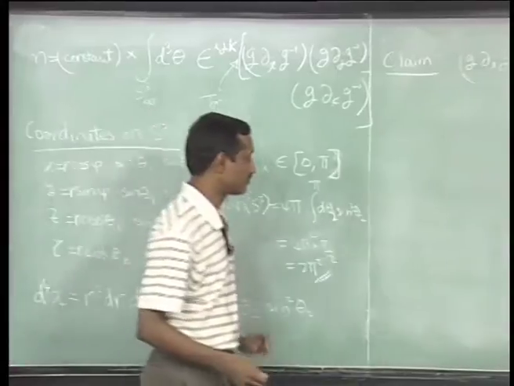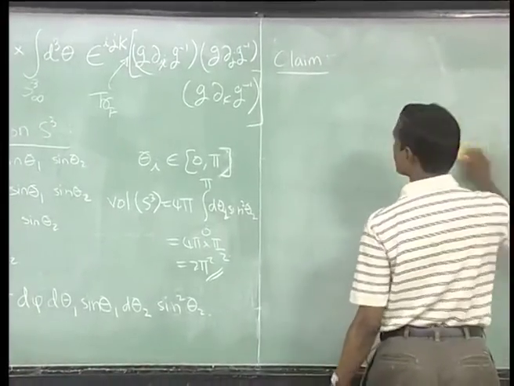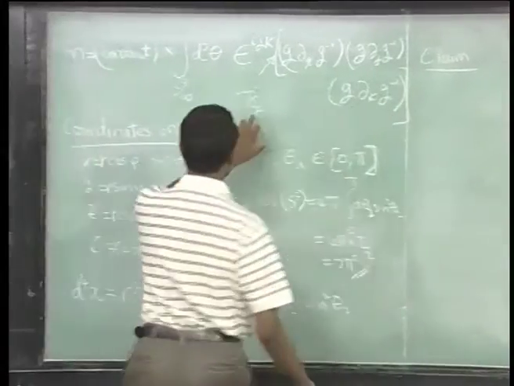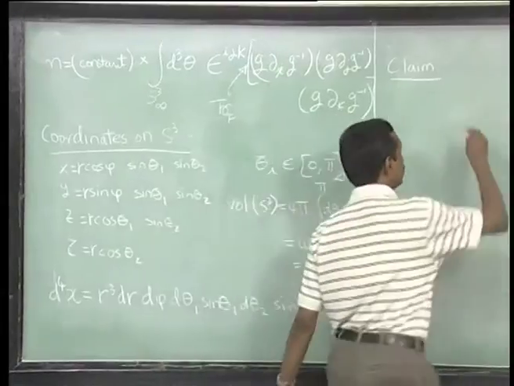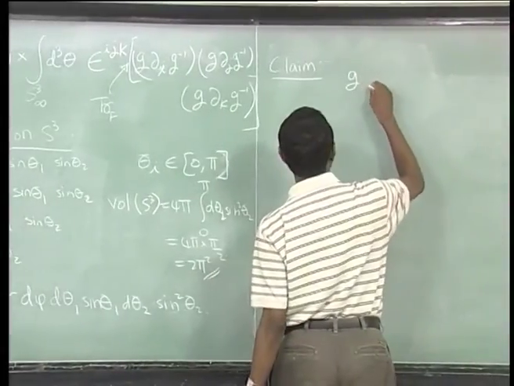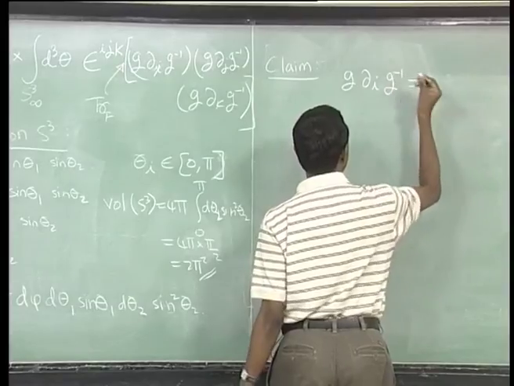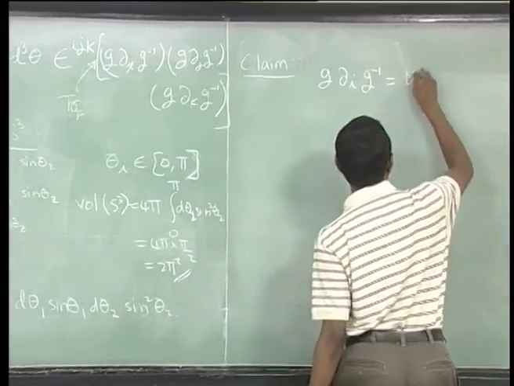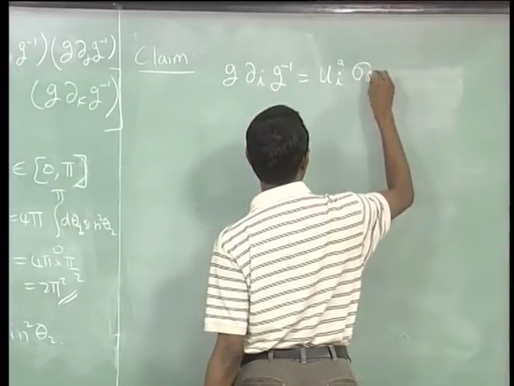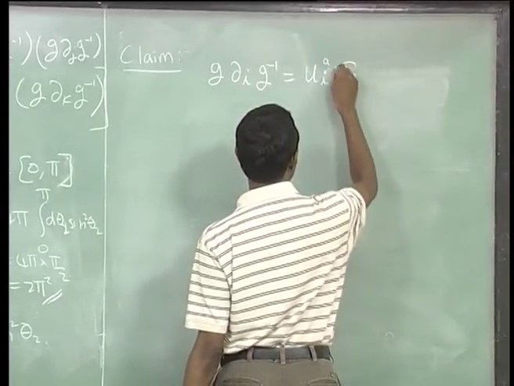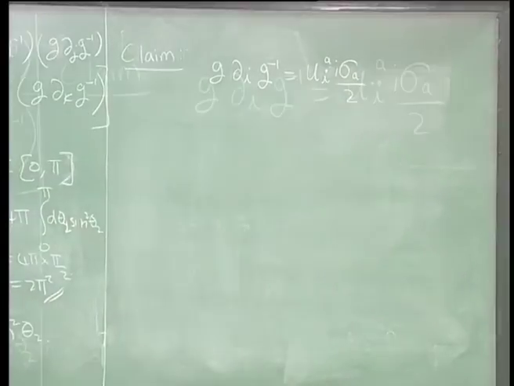So one thing we could do, first, is to look at the trace of this thing, and these are all Lie algebra valued elements. So whatever you do, G d_i G inverse should be some u_i^a (i/2) sigma_a. It is Lie algebra valued, this is what it should be.